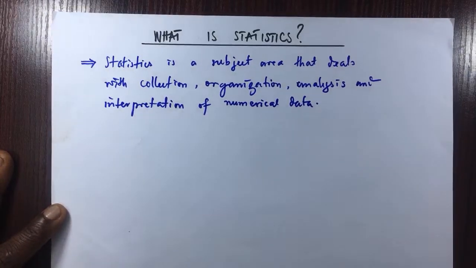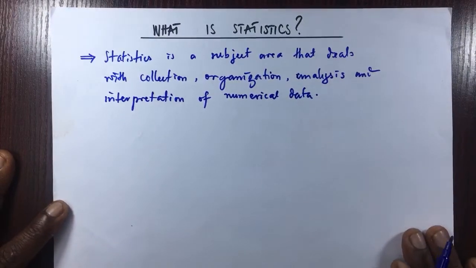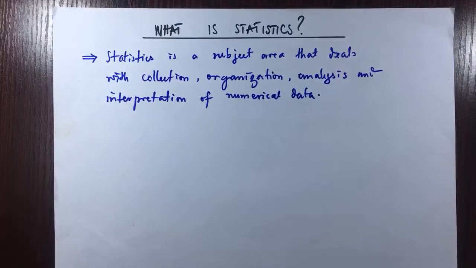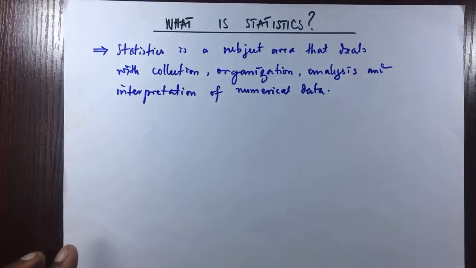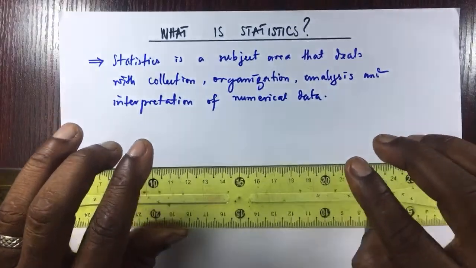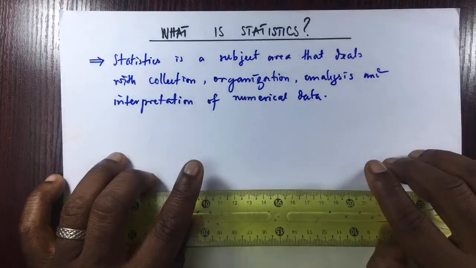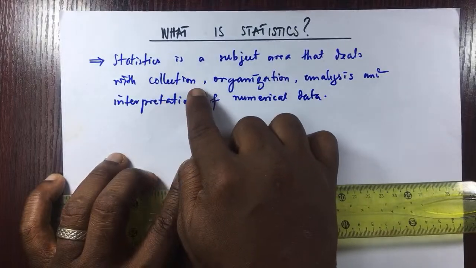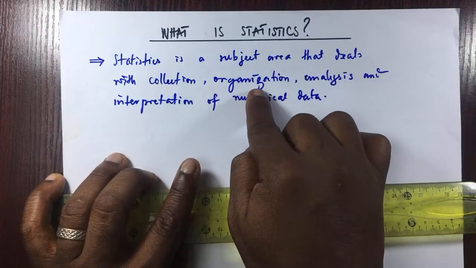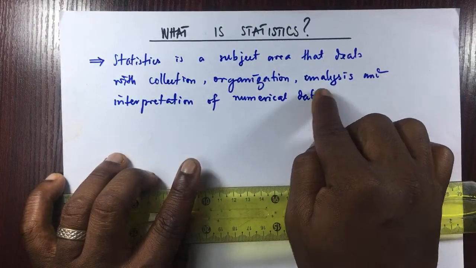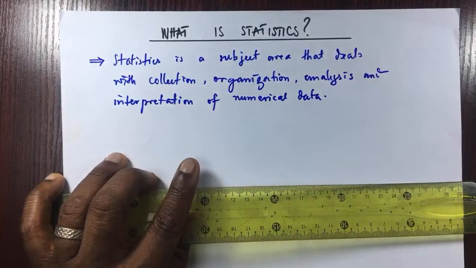Okay, so let's begin with this definition. So let's see what the definition of statistics means. Let us explain in detail what this definition of statistics means. So statistics is a subject area that deals with the collection, organization, analysis, and interpretation of numerical data.